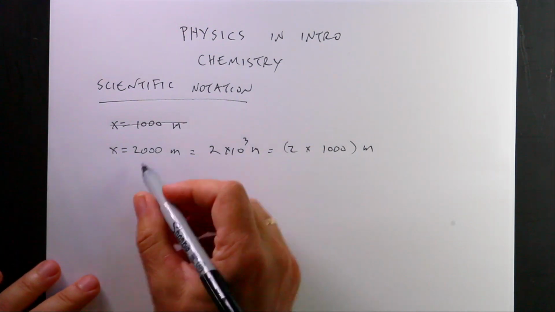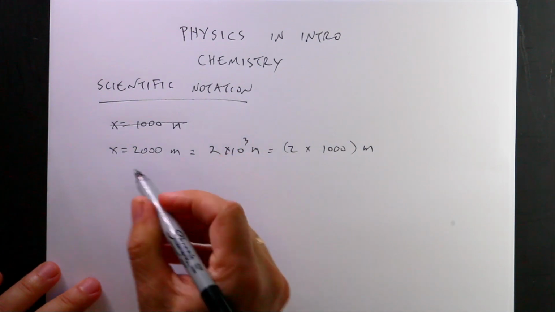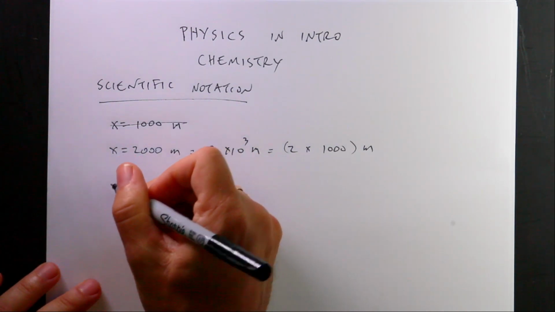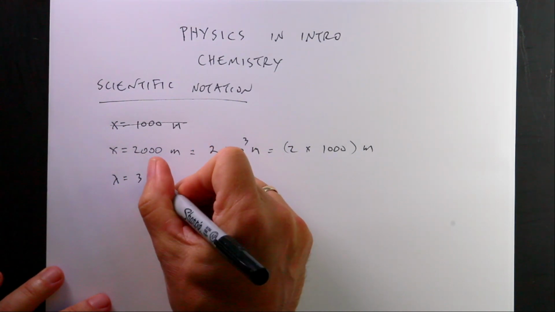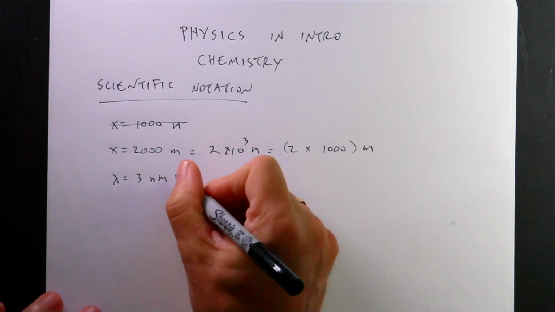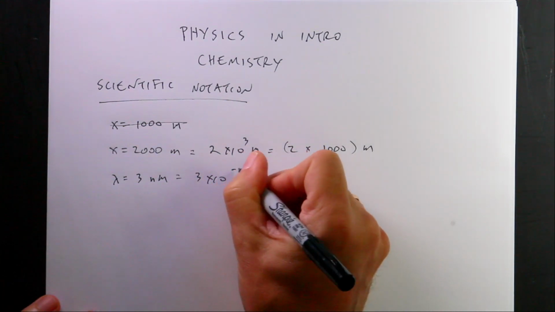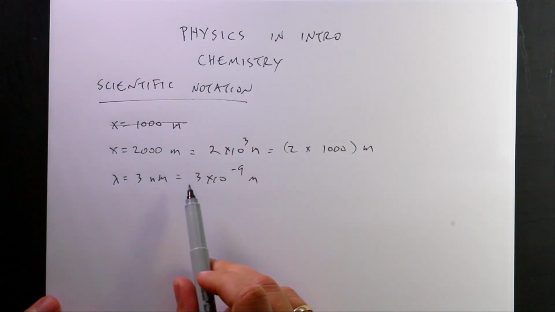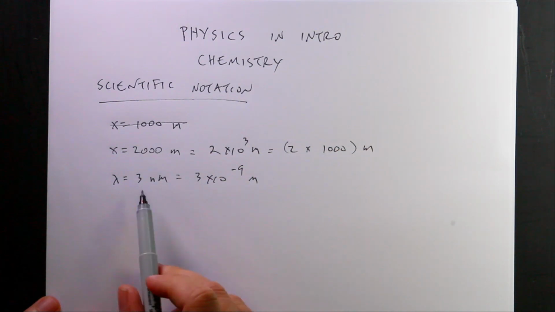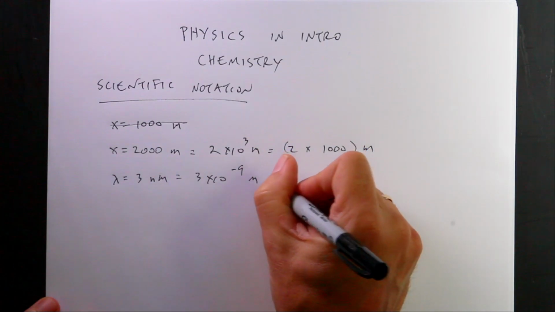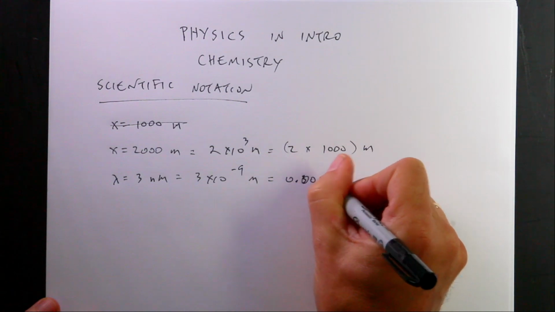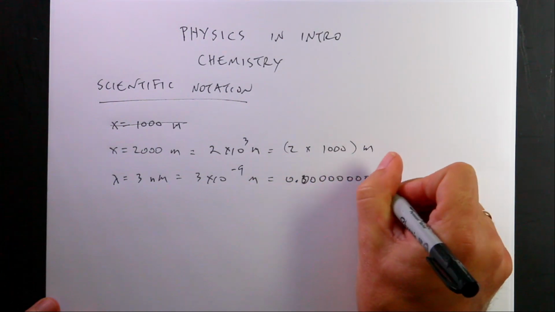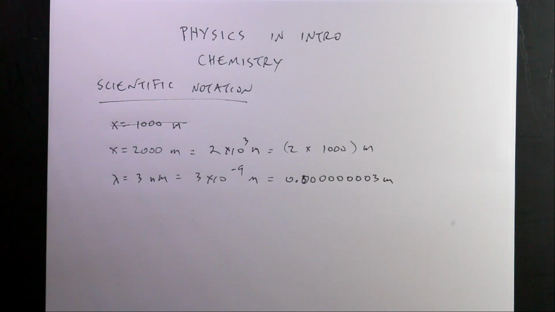I will show you one quick thing on the calculator, though. But the other one is, let's say I have a wavelength equals 3 nanometers, and I'll do unit conversion in just a second, and that's 3 times 10 to the negative 9th meters. This is important because no one wants to write this out, which would be 0.000000003 meters. No one wants to write it like that. That's just no fun.